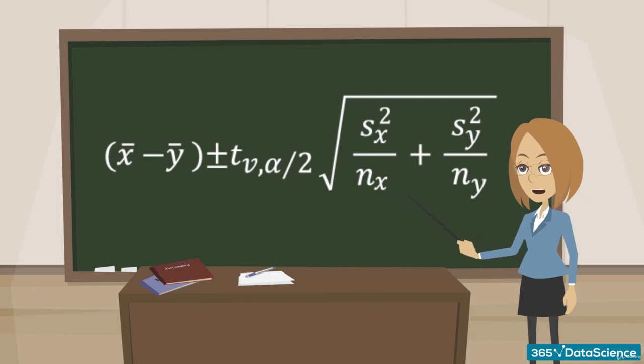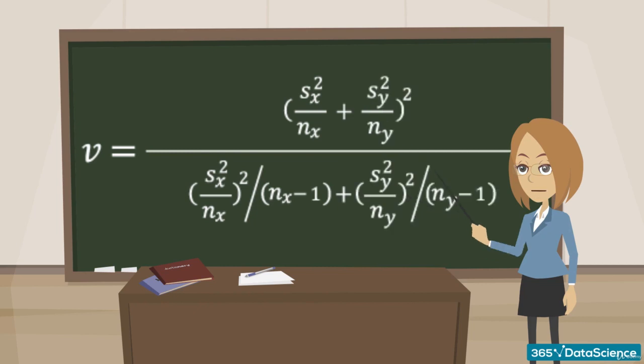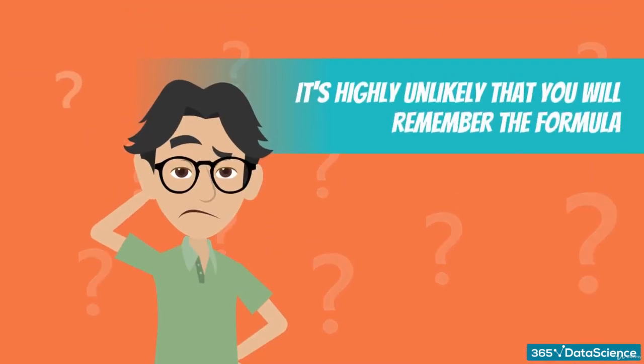The tough thing about this is to estimate the degrees of freedom. Well, statisticians have come up with a formula that allows us to do just that. You have all the information, but it is highly unlikely that you will remember the formula.